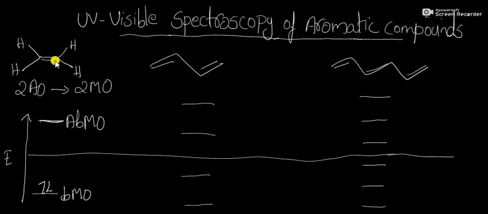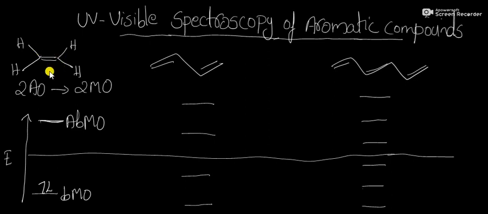Consider the case of the ethene molecule. It consists of two carbon atoms, which are sp2 hybridized, and each has an unhybridized p orbital. These overlap together to form pi bonds, that is, two atomic orbitals combine together to form two molecular orbitals.